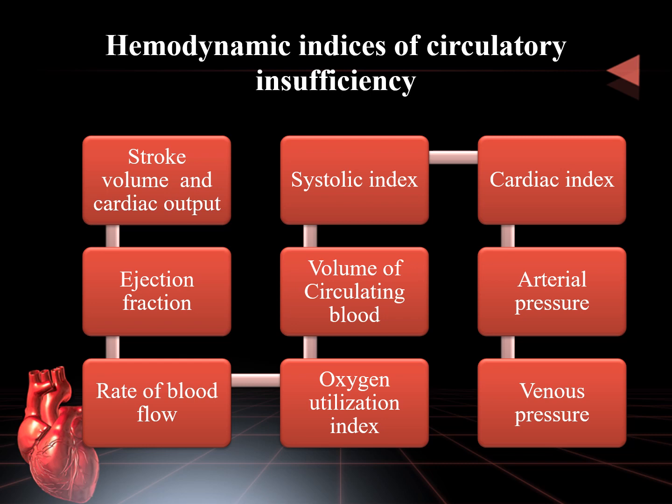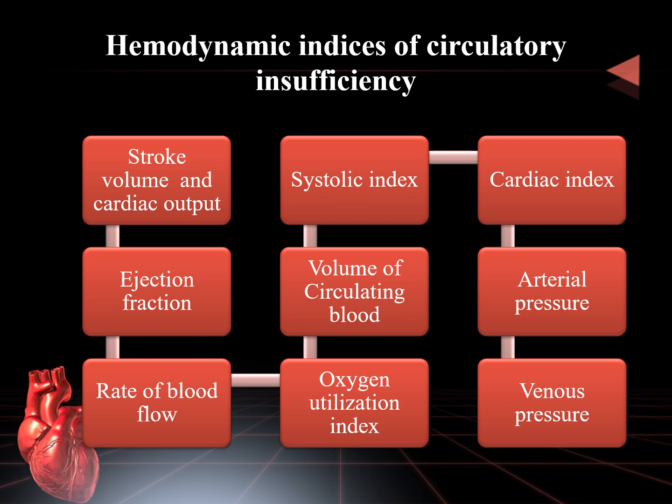All hemodynamic indices change during circulatory insufficiency. The first is stroke volume and cardiac output. The amount of blood pumped by the heart for each systole into the aorta and pulmonary artery is called the stroke volume or systolic volume of the heart. It's about 70 milliliters in norm. And the amount of blood pumped from the ventricle in a minute is called cardiac output or minute volume.